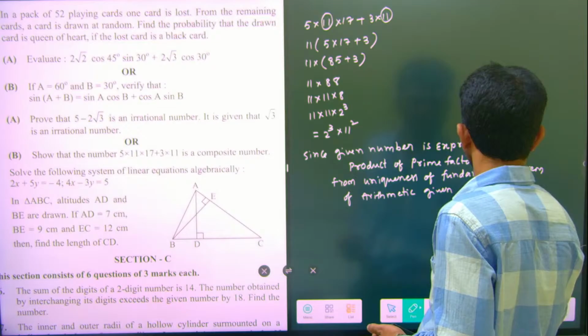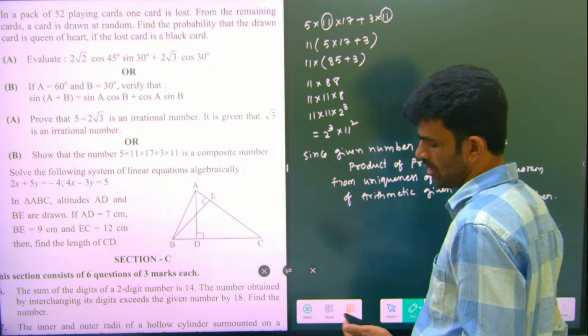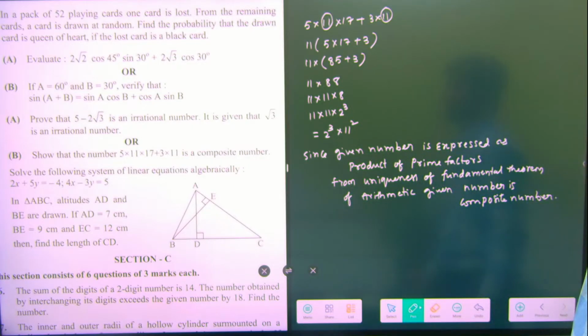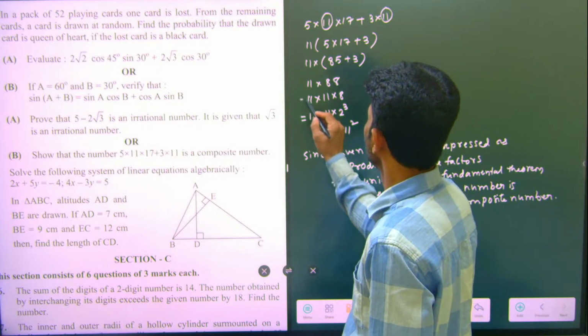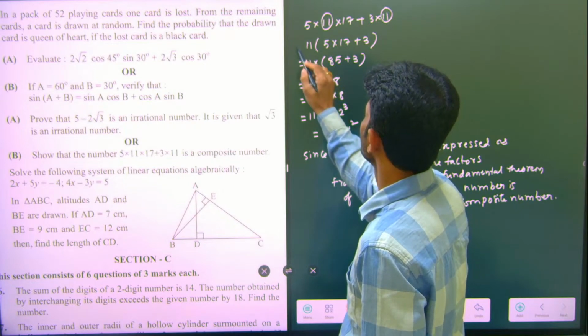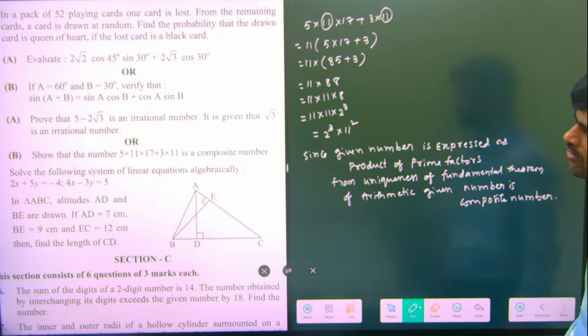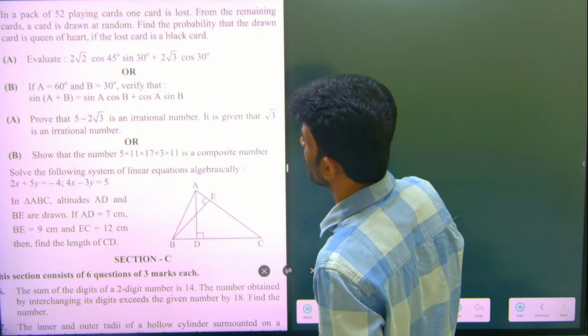What the fundamental theorem of arithmetic says: every composite number can be expressed as a product of its prime factors. If it is a composite number, it can be expressed as a product of prime factors. If it is expressed as a product of prime factors, we can say it is a composite number. Okay, that's okay. Now question number 22. Now question number 23 is over.